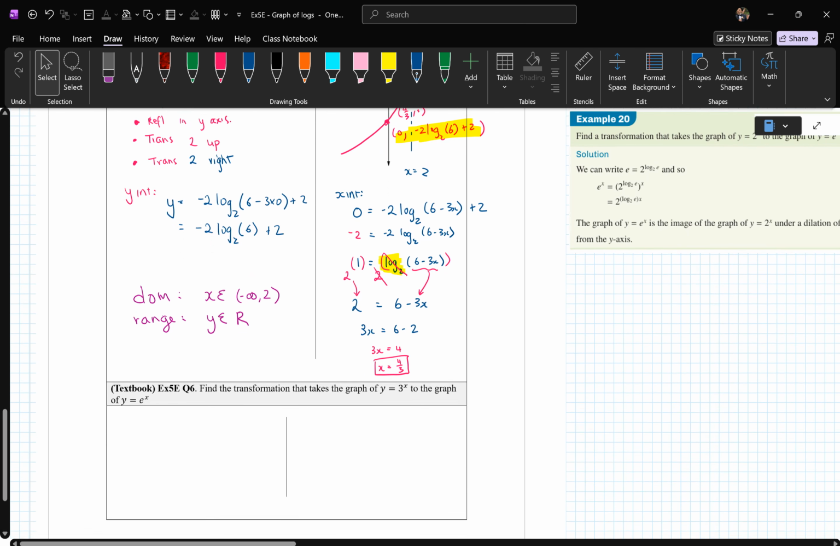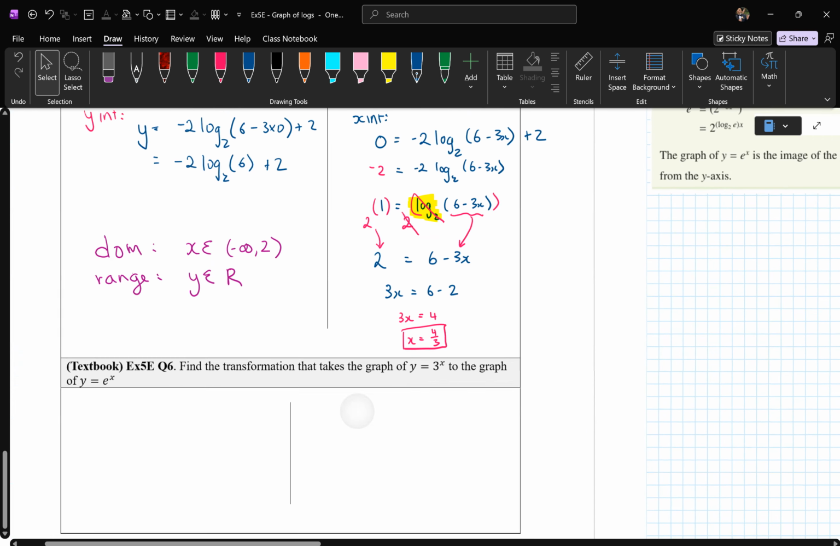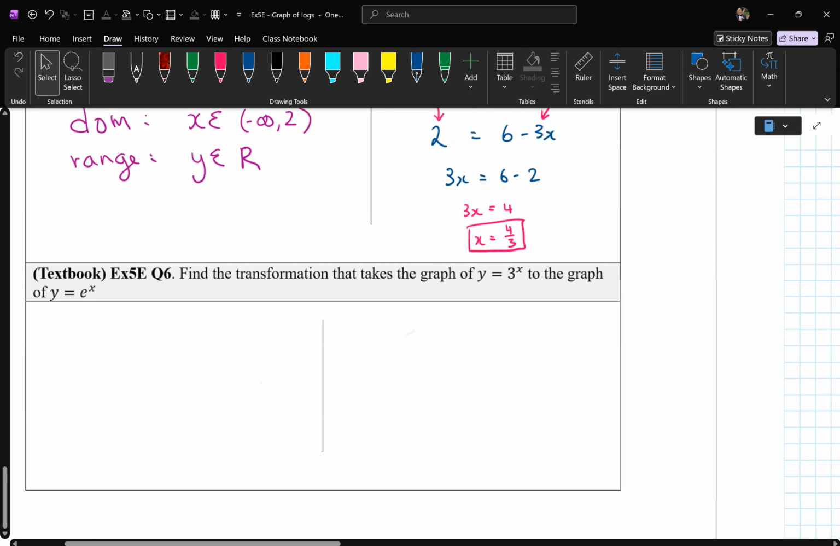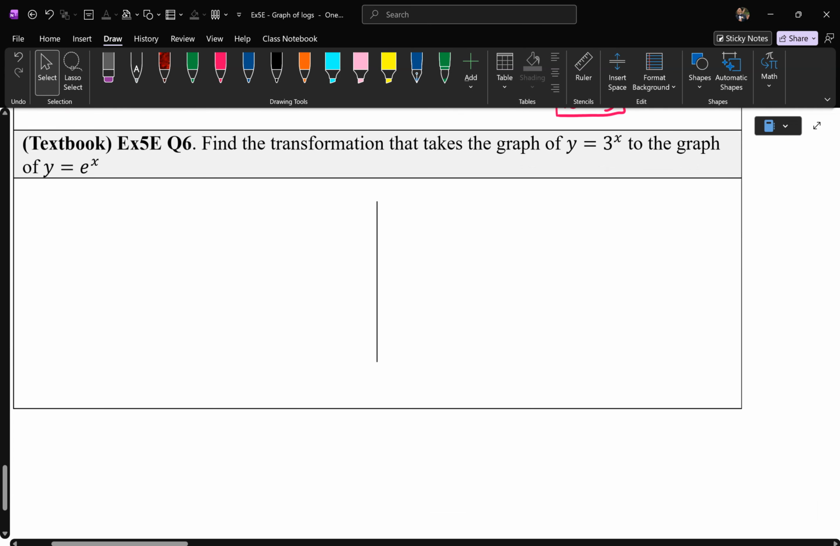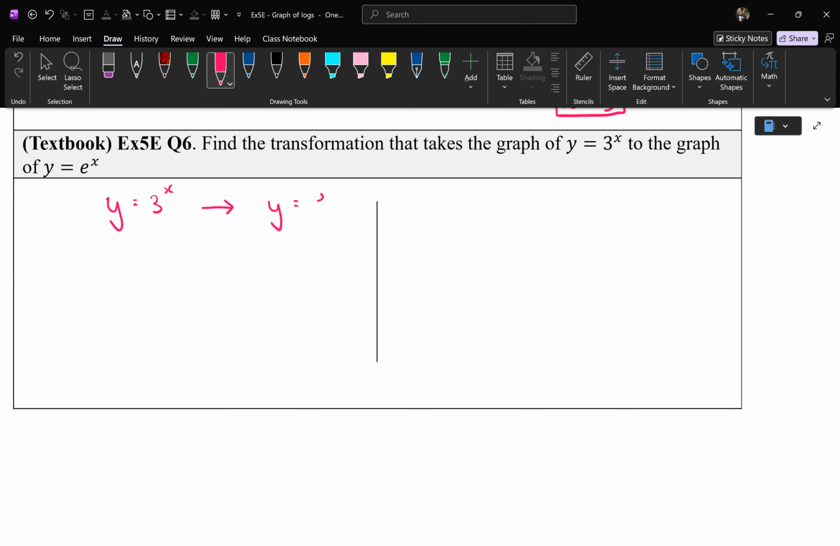I'm going to get you guys to read it. You guys might have done this from the exercise already, so if you've done it, fantastic. But this one I left blank because I wanted you to think about it. How do I convert through transformation y equals 3 to the x, and I want it to become y equals e to the x? So I want to know what type of transformation. Is it translation, dilation, reflection? How do we do this?